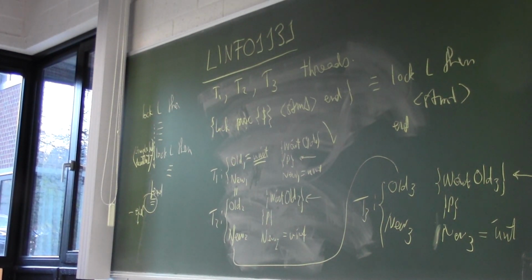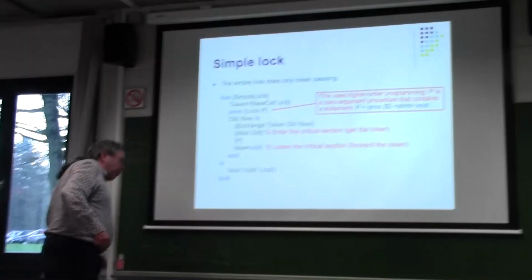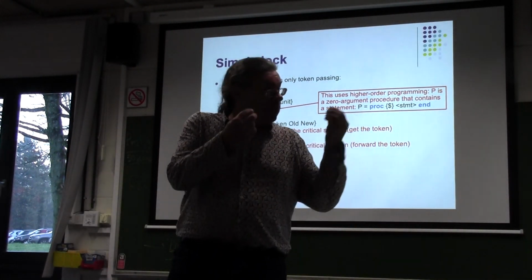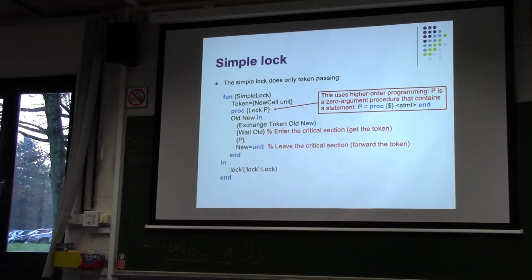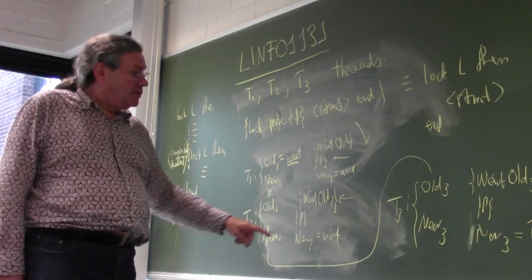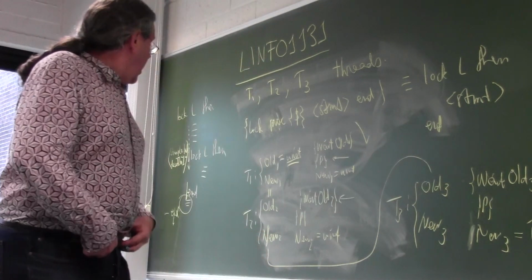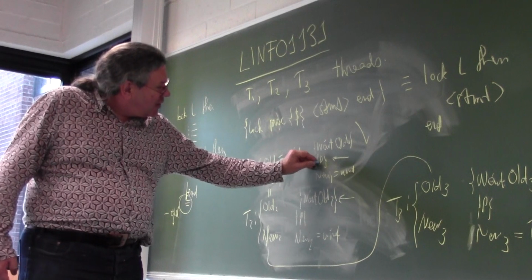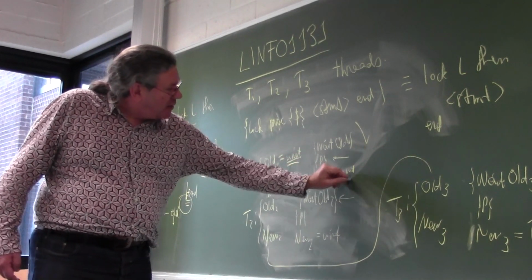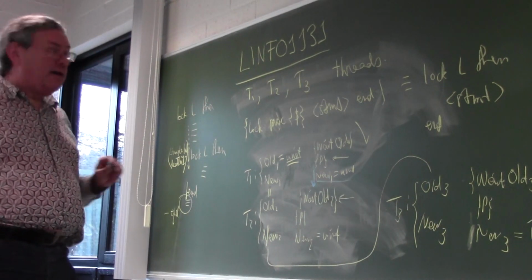It's important to understand. I expect you to really understand how it works. So T1 is now running. Now I'll use a different color. T1 is running, T2 is waiting here, and T3 is waiting here. Now let's say T1 finishes P1 and it exits here, and it binds new 1 to unit.